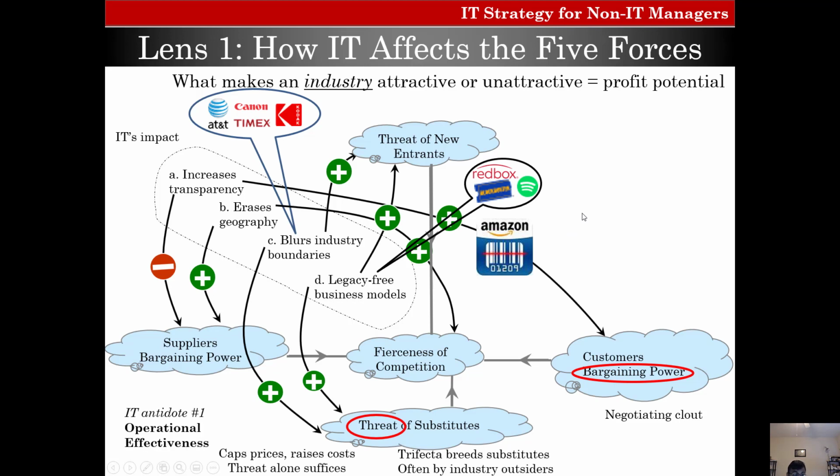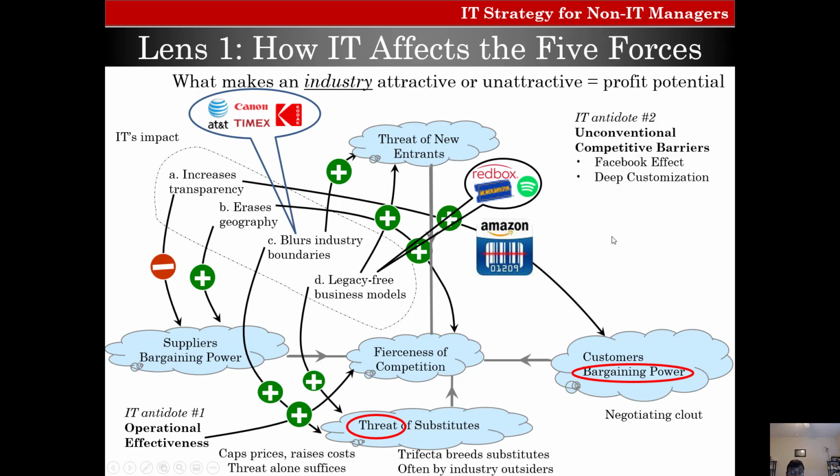So let's talk a little bit about information technology and the way it affects the fierceness of competition. First is operational effectiveness. Information technology does increase your operational effectiveness, which allows you to reduce margins and affects the fierceness of competition. And the second one is to create barriers.